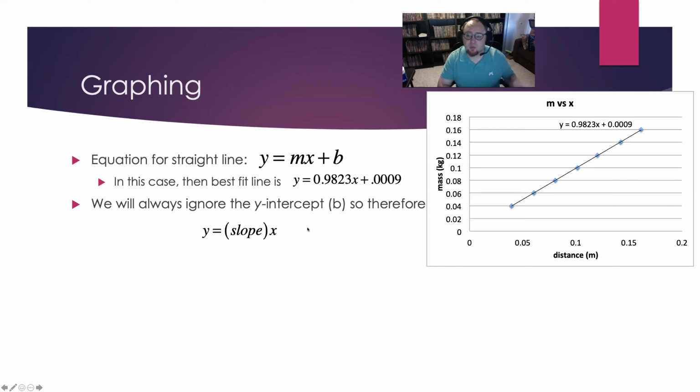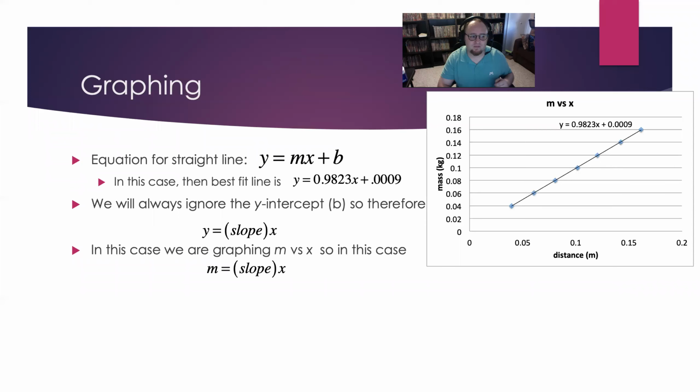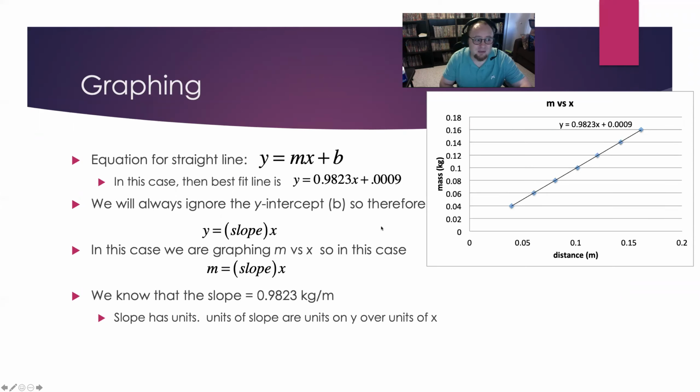Now in this case, we're graphing m versus x. That means our y value is the mass, and our x value is that distance. But we know, once again, y equals 0.9823 times x. That means the slope of the graph is 0.9823. That x times 0.9823 is m. We can see that directly because 0.9823 just is the slope.